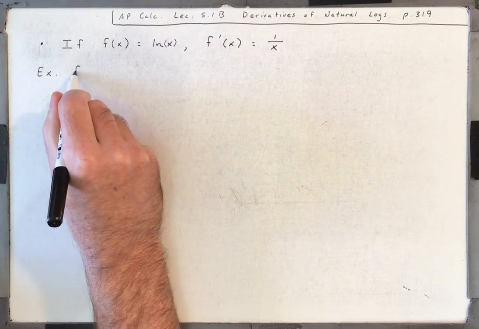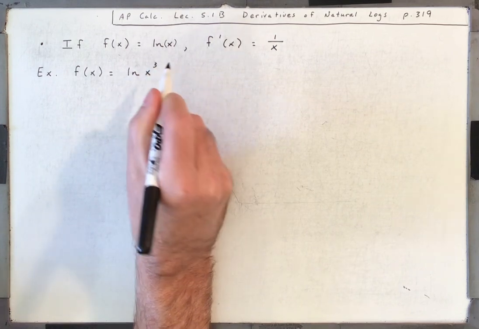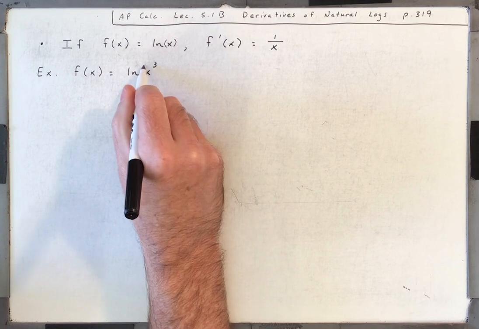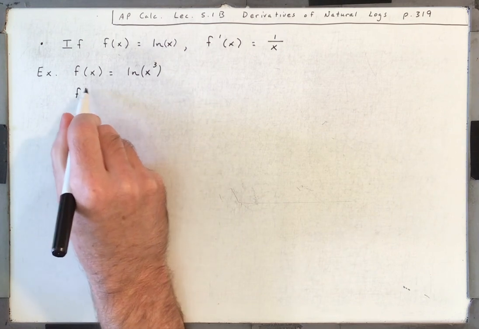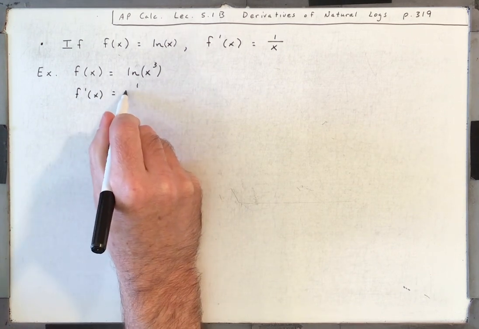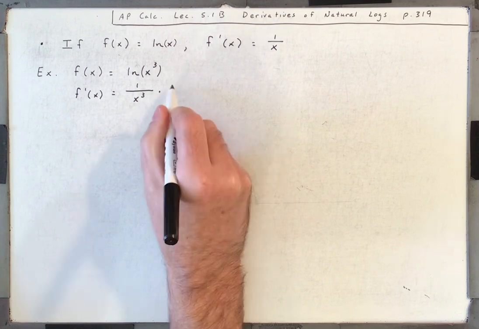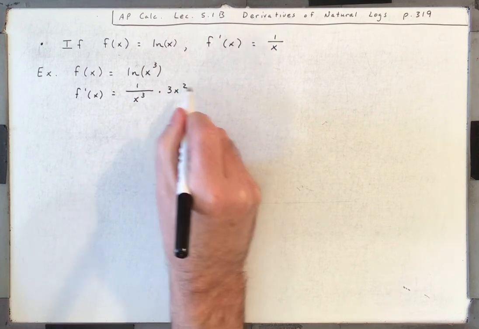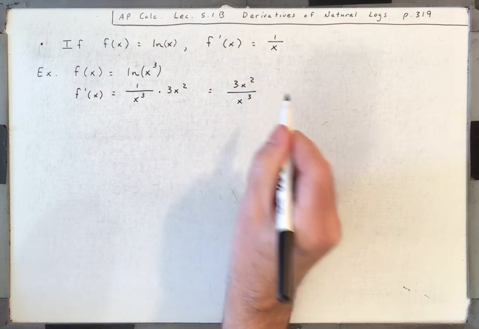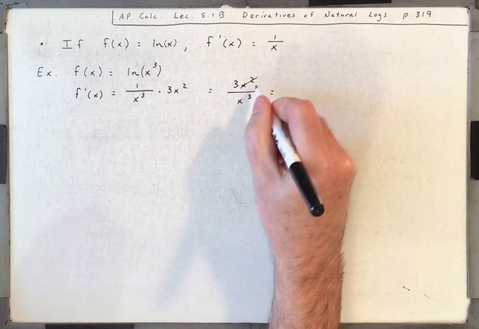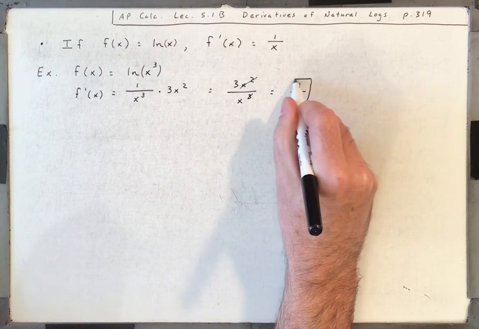So let's say we have f of x is equal to the natural log of x cubed. I want you to think of this as a chain rule. So f prime of x is 1 over x cubed, but then times the derivative of x cubed. So times 3x squared. So that's going to be 3x squared over x cubed. And then that would reduce to, it cancels, right? Cancels 3 over x. Now that's the long way to do it.